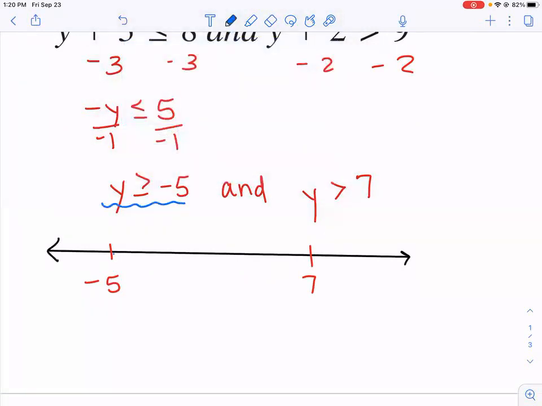If y is greater than or equal to -5, how about I do this one in blue? There's our y is greater than or equal to -5. What's a nice color to go with blue? Purple. Okay. Y is greater than 7.